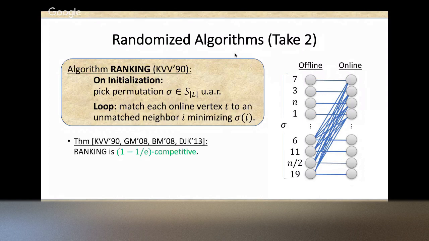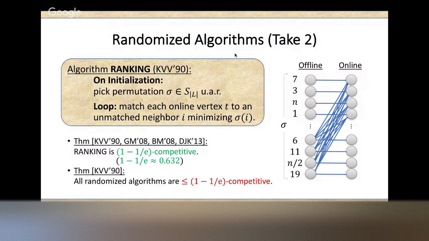What Karp, Vazirani, and Vazirani, and many future papers later on, showed is that the Ranking algorithm is 1 minus 1 over e competitive, where 1 minus 1 over e is about 0.63. So we have some lift over 1/2. That's nice. Could we hope to do any better? Karp, Vazirani, and Vazirani showed that indeed you can't. 1 minus 1 over e is the answer.